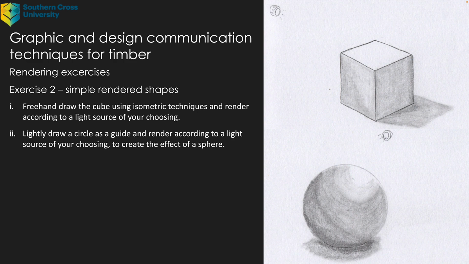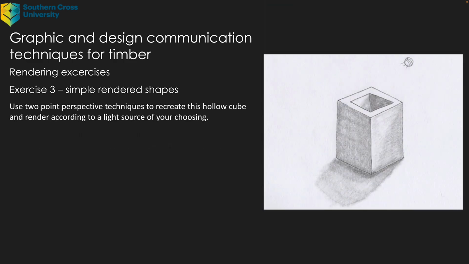Then the final exercise is a simple rendered shape. So in this case, what I want you to do is use 2-point perspective techniques to recreate this hollow cube and render according to a light source of your choosing. Now, just so that you know, this particular drawing was not done using 2-point perspective. It was obviously hand done because it's not perfect at all, but it was done using what technique?